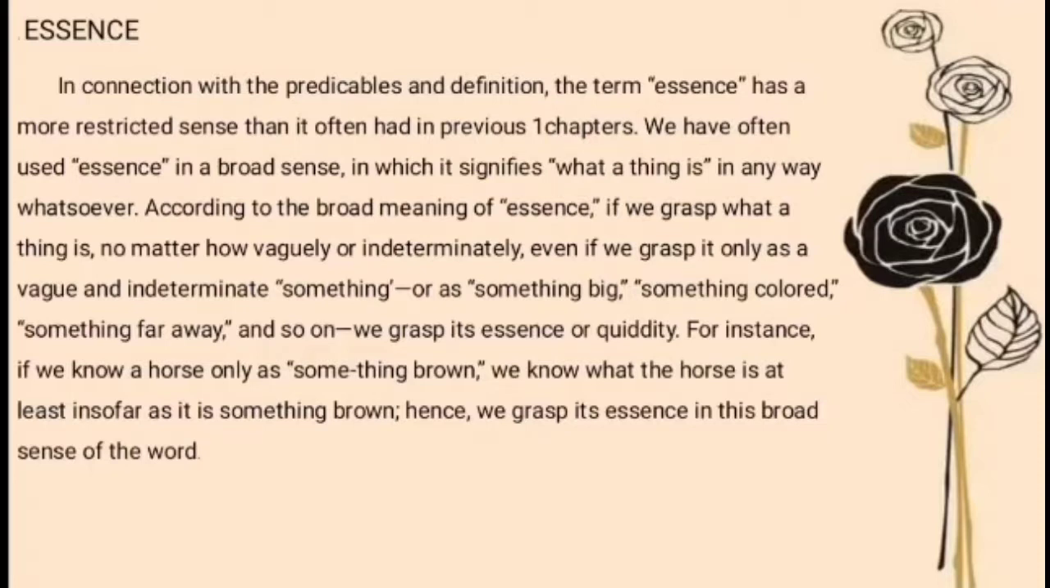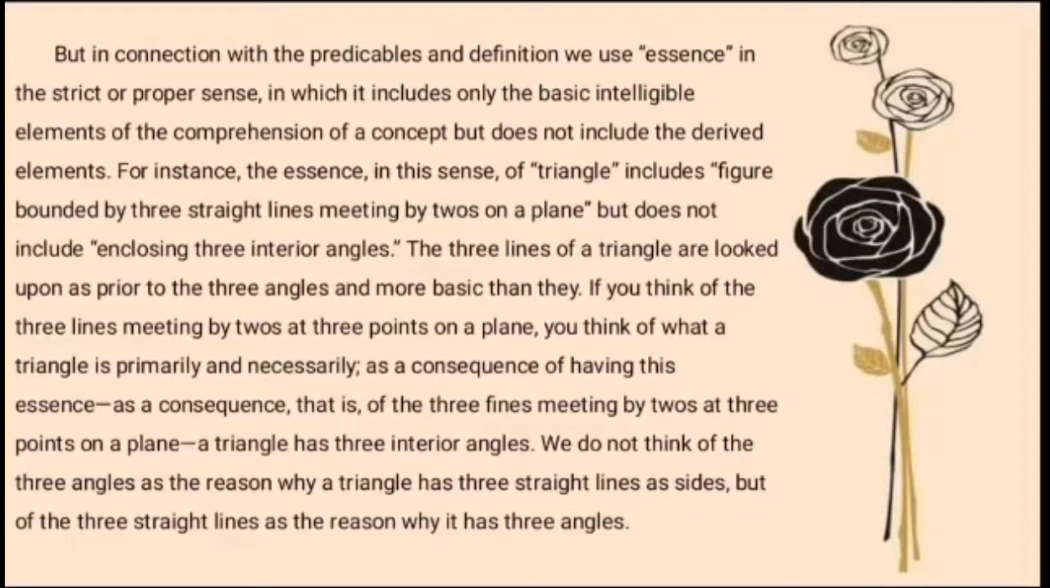For instance, we know a horse only as something brown. We know what the horse is, at least insofar as it is something brown. Hence we grasp its essence in this broad sense of the word. But in connection with the predicables and definition, we use essence in the strict or proper sense, in which it includes only the basic intelligible elements of the comprehension of a concept, but does not include the derived elements.